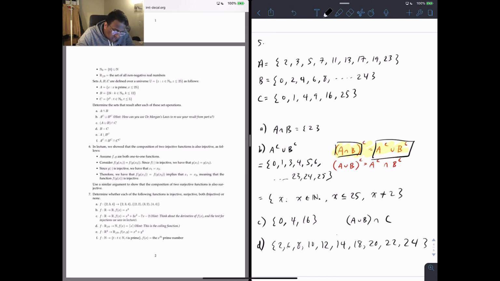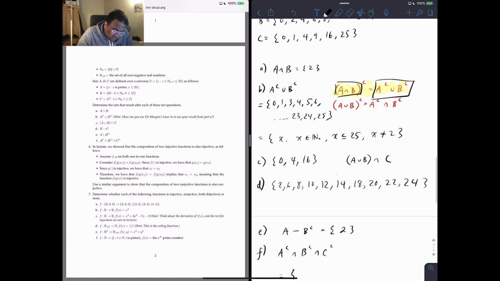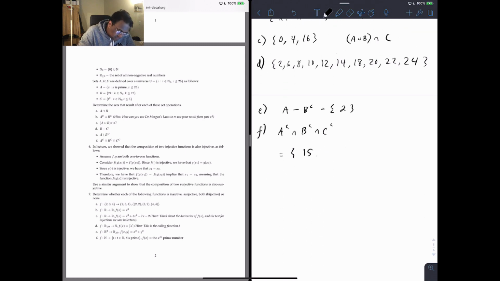12 is, 13 is, 14 is because 14 is even. And the first number we see that shouldn't be in any of these sets is 15, right? Because 15 is not prime, it's not even, and it's not a square. So 15 is the smallest number that's not in any of these three sets.